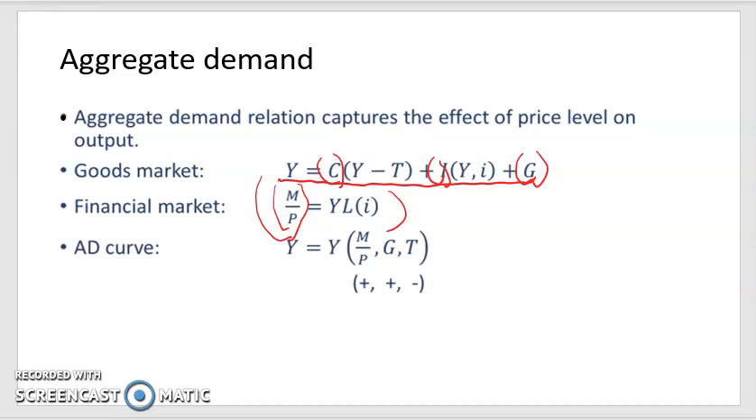The aggregate demand relation is given by this equation, which tells us that output Y is an increasing function of real money stock, which is M over P, an increasing function of government spending, and a decreasing function of tax. We're going to look at this in more detail.